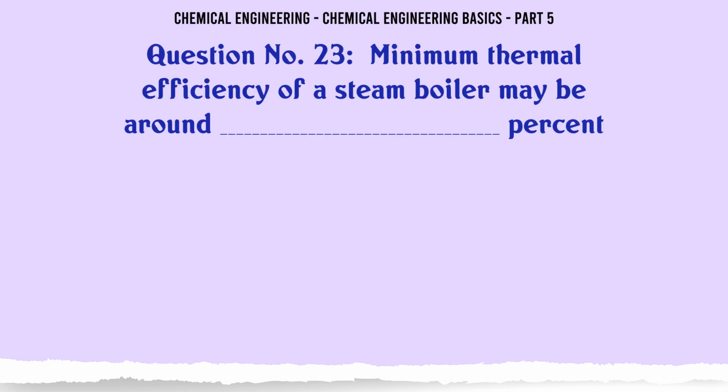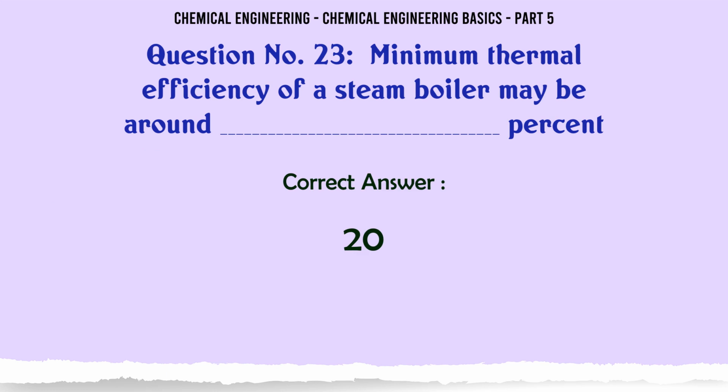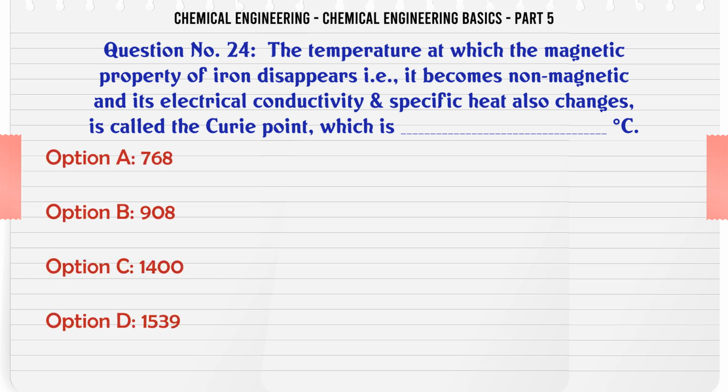Minimum thermal efficiency of a steam boiler may be around blank %. A. 25. B. 45. C. 65. D. 20. The correct answer is 20. The temperature at which the magnetic property of iron disappears, i.e. it becomes non-magnetic, and its electrical conductivity and specific heat also change, is called the Curie point, which is A. 768, B. 908, C. 1400, D.